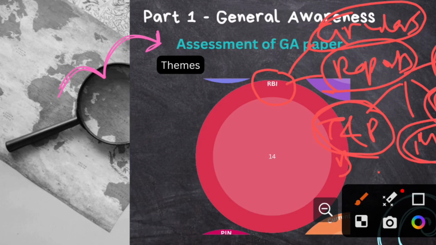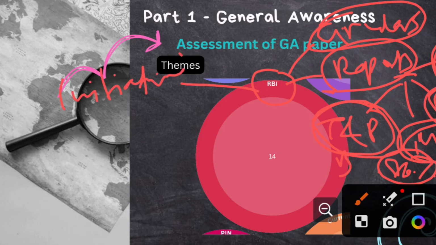So what I suggest is you should go through some summary PDF of coaching institutes which they are providing, go through their videos, make your own notes from those videos and PDF, and revise your notes. This would suffice, and this would help you answer 80% of the questions which are asked from these reports of RBI. Then again, another thing is initiatives of RBI.